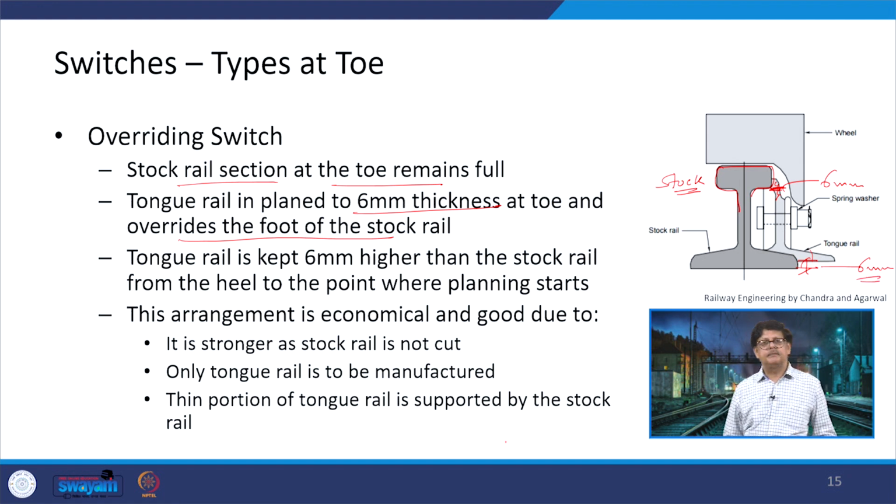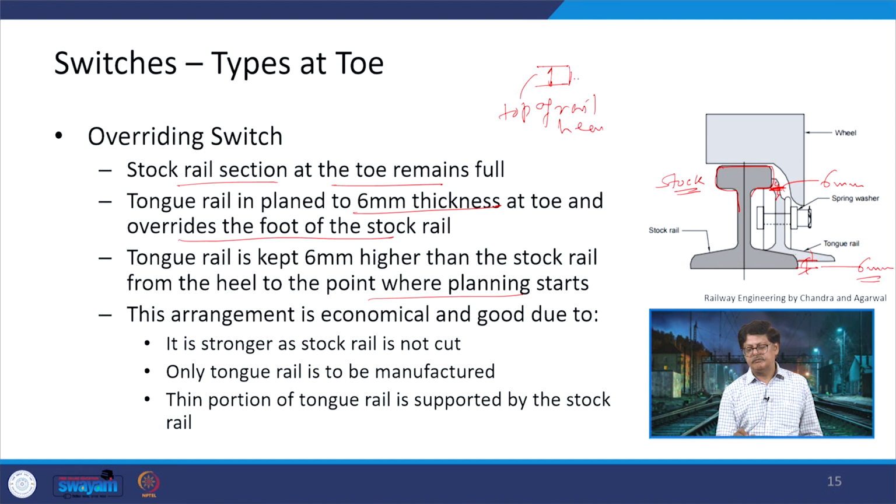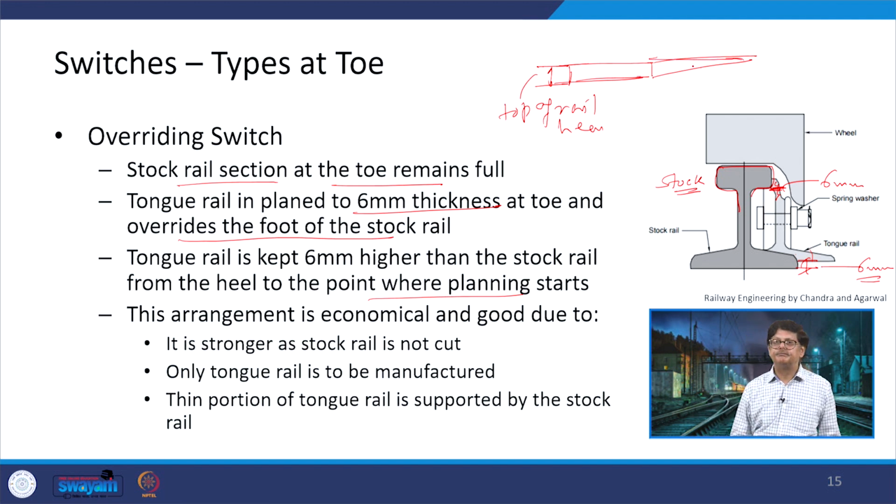The tongue rail is kept 6 mm higher than the stock rail from the heel to the point where the planing starts. First of all the tongue rail will have the same section, so it may have a section like this much thickness according to the top of rail head, and then it will remain so up to a certain distance and after that it will be reduced slowly. So, this is what we are saying here.